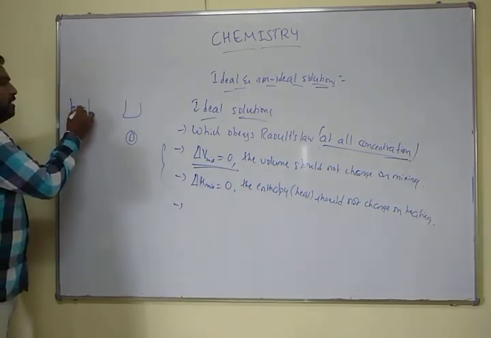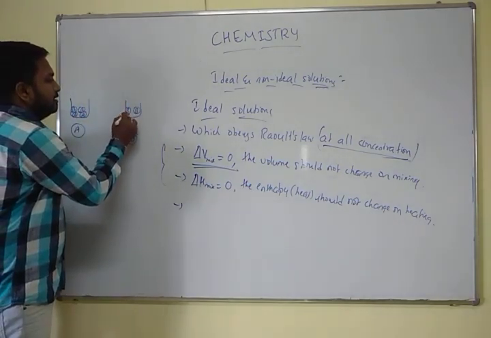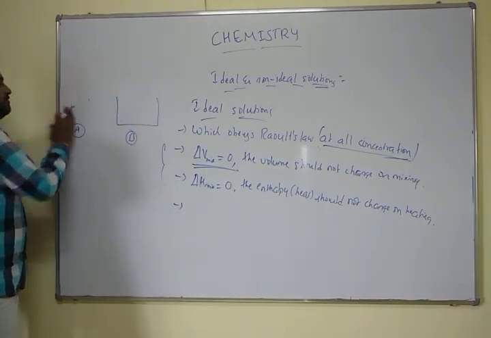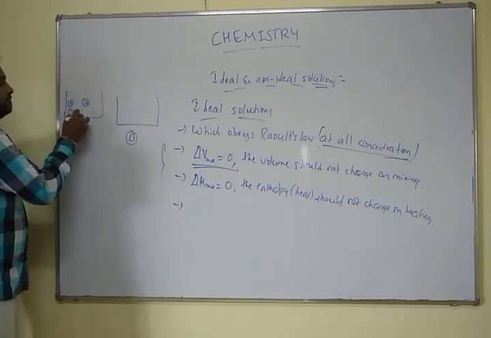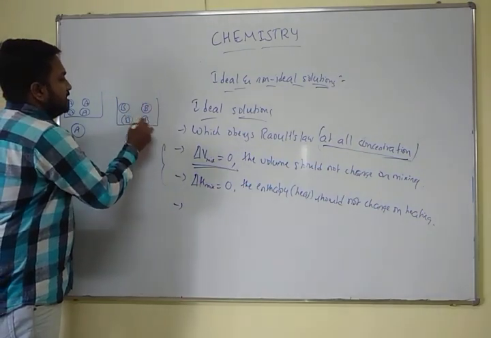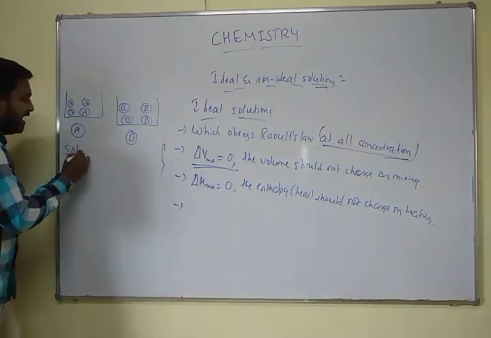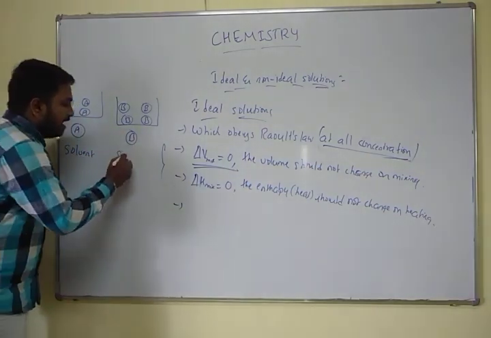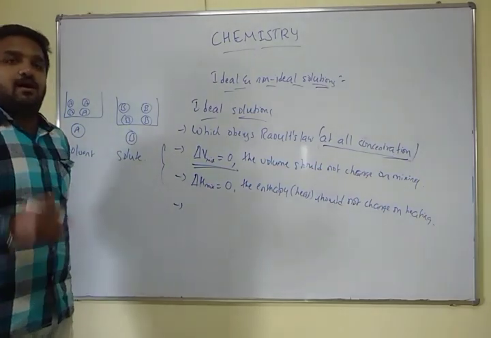Here we have a component A as a solvent, and let me write it bigger. It will be very easy for you. See, we have two components, one is A and one is B. We have taken A as solvent. That means we are taking A in excess quantity, and we are considering B as solute, that means B in smaller quantities.